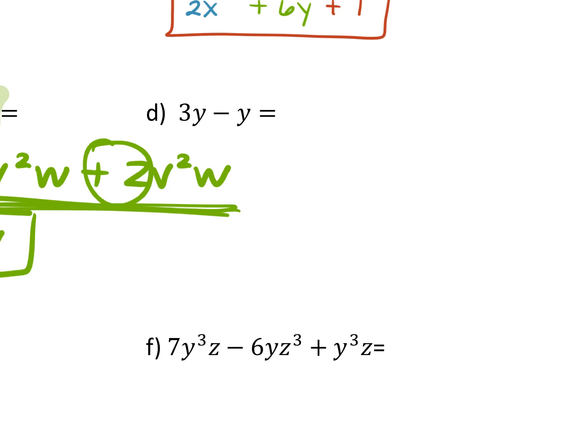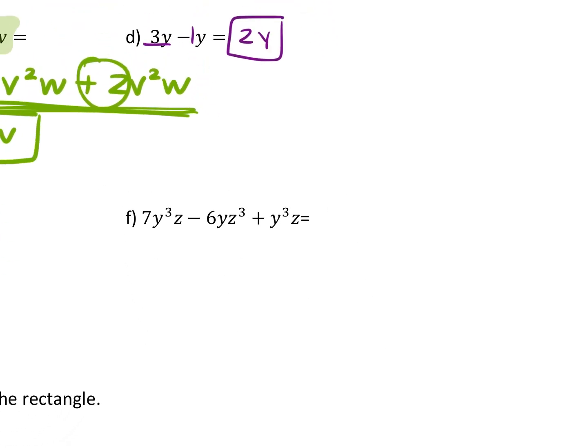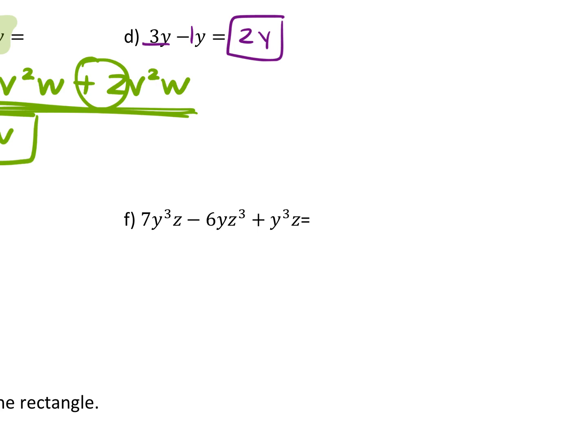Okay, letter D. What'd you get? 2y, right? 3y minus 1y is 2y. Letter F. 8y cubed. I got 35. 8y cubed z minus 6yz cubed, right?